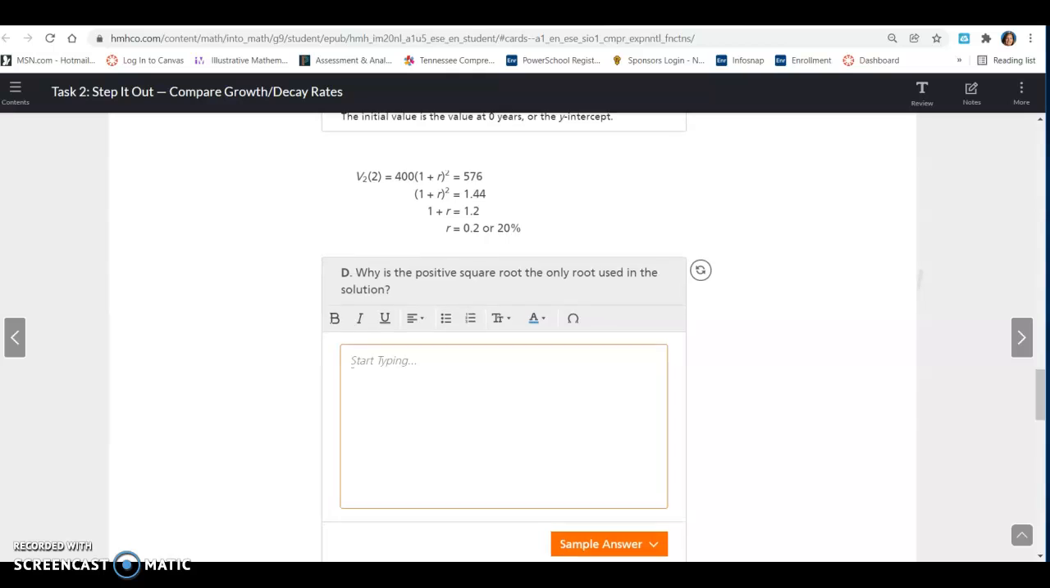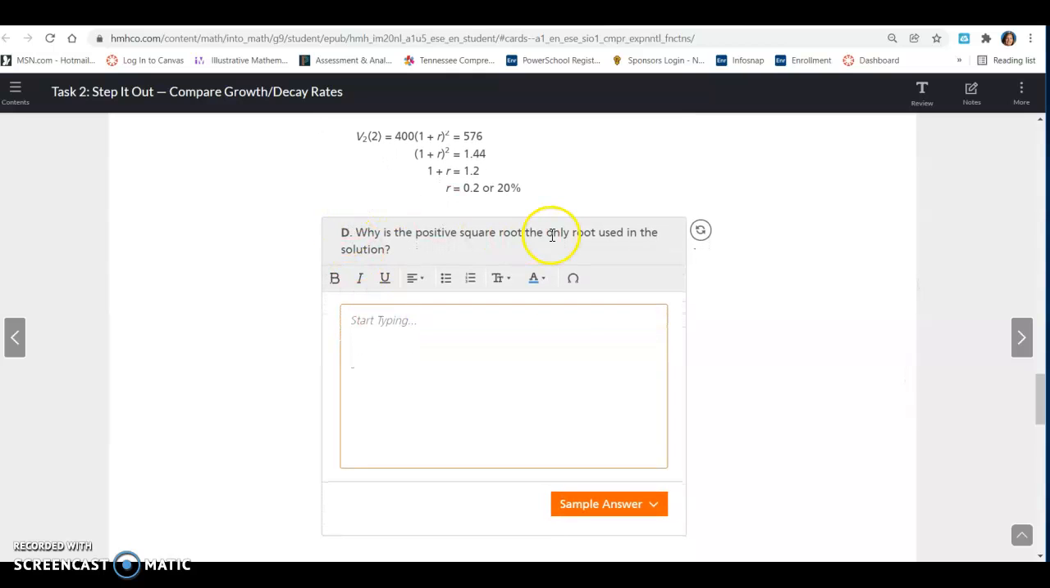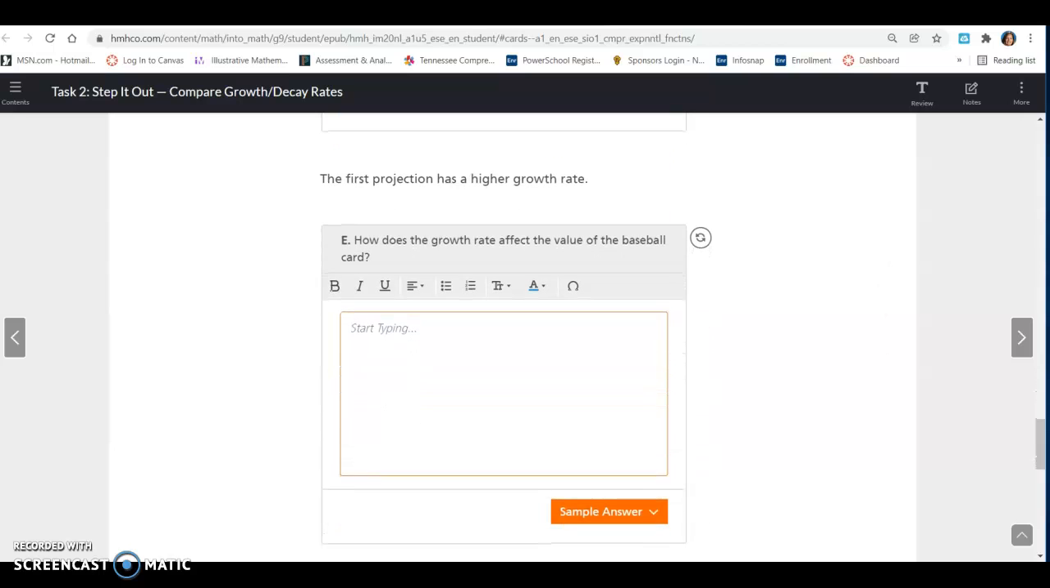All right, so it says, why is the positive square root the only root used in the solution? Well, remember, a negative square root in this case is not going to be a valid solution, because you're not going to have a negative number when you're talking about the value of a baseball card or a real life situation for that matter. All right, so it says the first projection has a higher growth rate. How does the growth rate affect the value of the baseball card? Well, the higher the growth rate, the quicker it's going to grow. So when it's exponential, that means it's going to grow even faster.